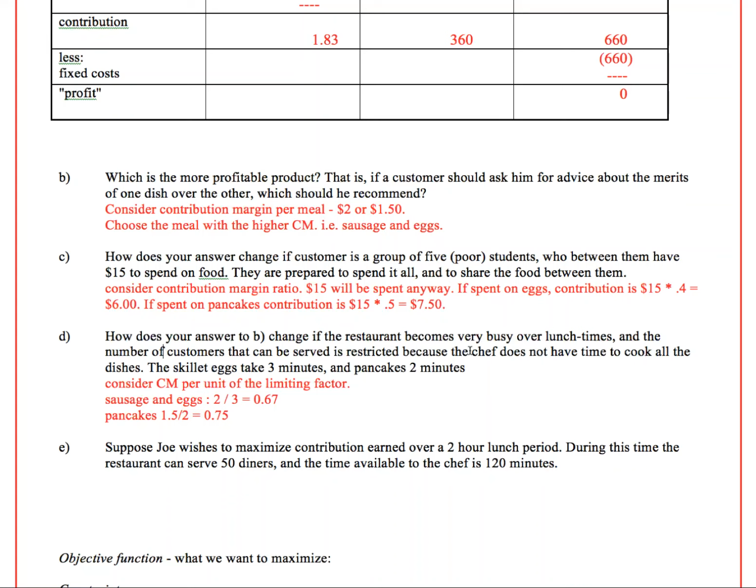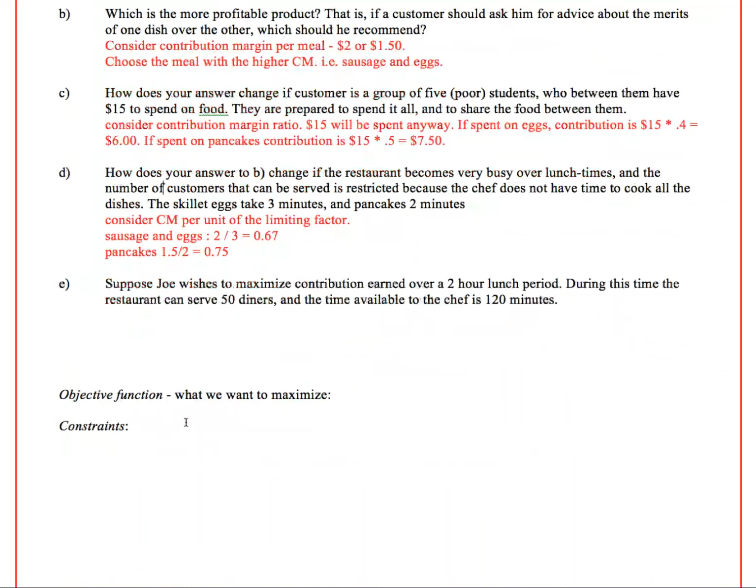Okay, suppose Joe wishes to maximize contribution earned over a 2-hour lunch period, and we're told that the restaurant can serve 50 diners in that time and the available time to the chef is 120 minutes. Well, now we've got different factors. There's the cooking time of the chef, but there's also the number of, if you like, the turnover, the length of time that the customers will be at the table. So a mixture of things.